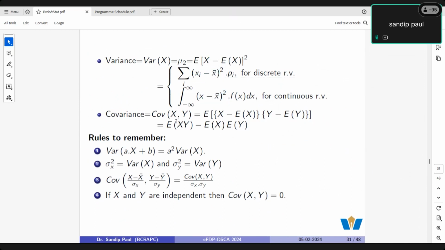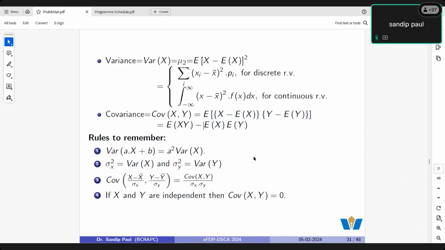Covariance means the relationship between the variables x and y. There are two variables, x and y, not only x or y. Both variables are there, and the covariance between them is the expected value of the product of their differences, x minus E(x) and y minus E(y). So we can write this as E(xy) minus E(x) into E(y). If we simplify the middlemost term, we get the last term.